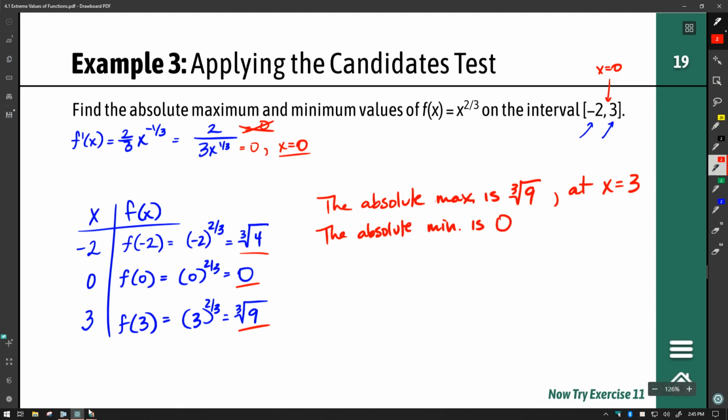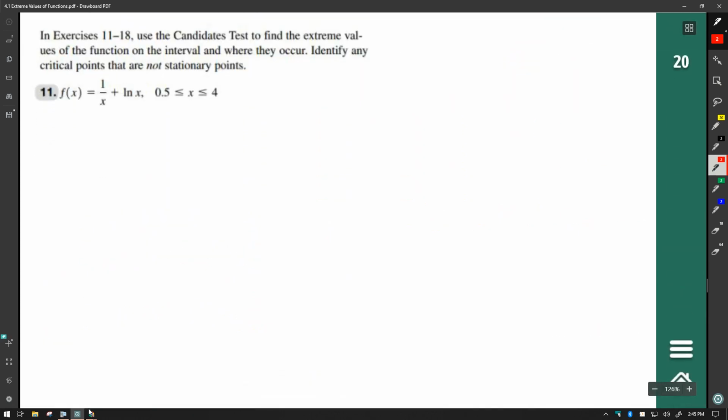It's 0. The absolute min is 0, and that's at x equals 0. Very nice, and we have an answer to that one. Now let's try exercise 11 from the text.